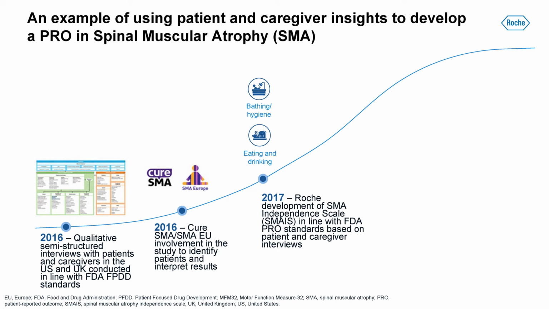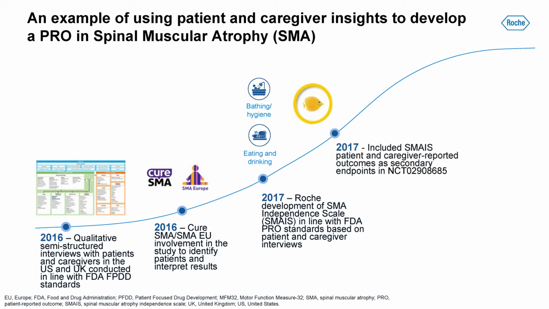But what was clear from this research was that the concept of independence was critical for individuals living with type 2 and 3 SMA. And so we set about looking for a patient-reported outcome that could capture this concept, and were not able to find an adequately targeted measure for this population. As a result, we developed a scale called the SMA Independence Scale, or the SMAIS for short. We ran a series of patient and caregiver interviews and subsequently incorporated this measure in a clinical trial called Sunfish Part 2. Here we included a patient-reported outcome for individuals aged 12 and older, and a caregiver-reported outcome for individuals aged 2 and older.